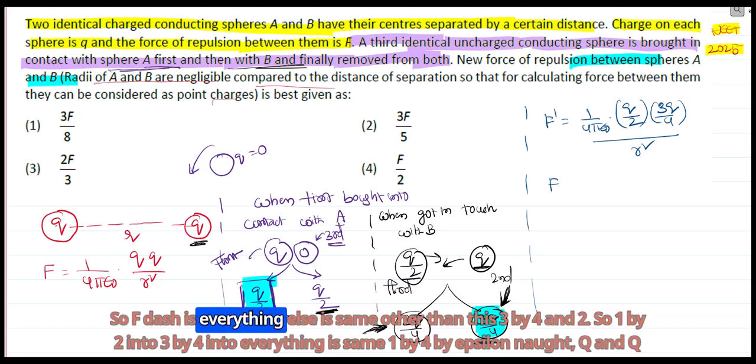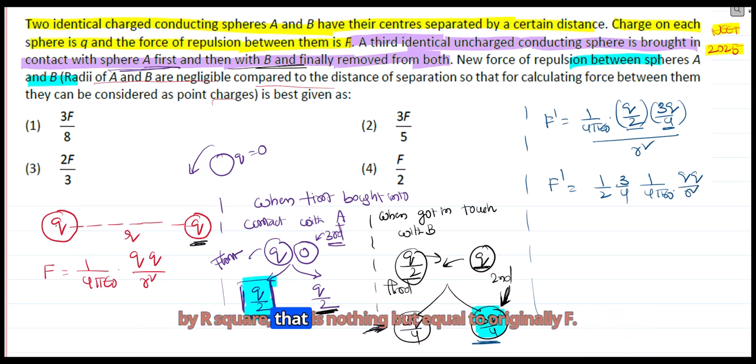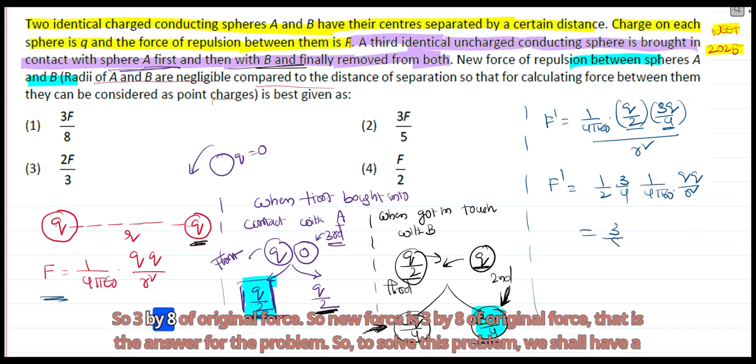So F dash is, everything else is the same other than this 3 by 4 and 2. So 1 by 2 into 3 by 4 into, everything is the same, 1 by 4 pi epsilon naught Q and Q by r square, that is nothing but equal to our original F. So 3 by 8 of the original force. So the new force is 3 by 8 of the original force. That's the answer for the problem.